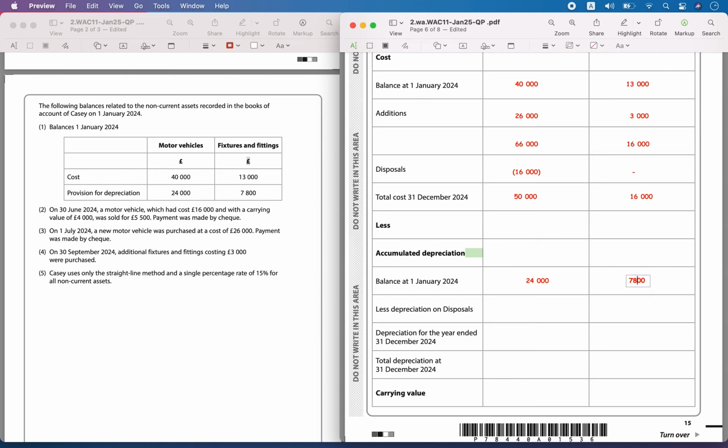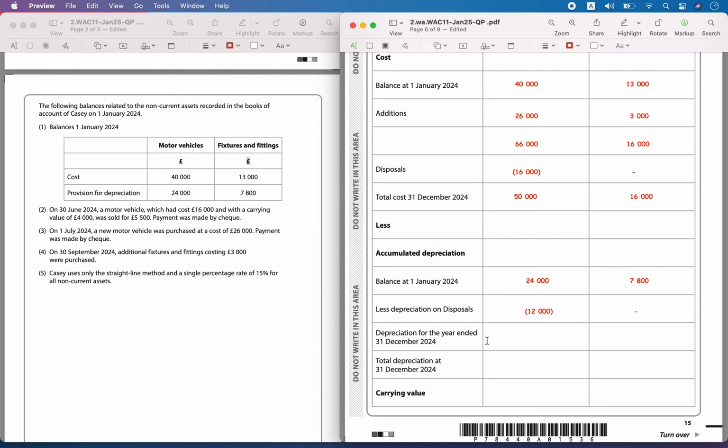So let's write that. And then we have less depreciations on the disposal. So the item which was disposed, we saw that it had an accumulated depreciation of 16,000 minus 4,000, which is 12,000. So we have to remove that. Okay, we have to remove that depreciation from the total accumulated depreciation. And there was no disposals for fixtures and fittings. Okay, so you put none.